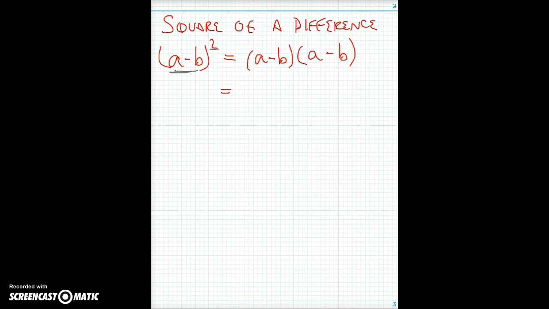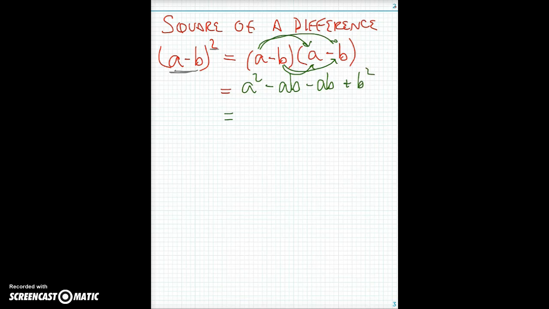And again, we can use our distributive property or FOIL method. A times a is a squared. A times negative b is minus ab. Negative b times a is minus ab. And negative b times negative b is a positive b squared.